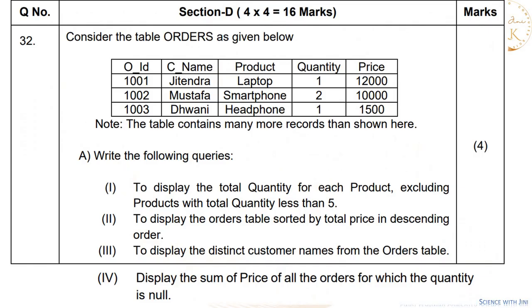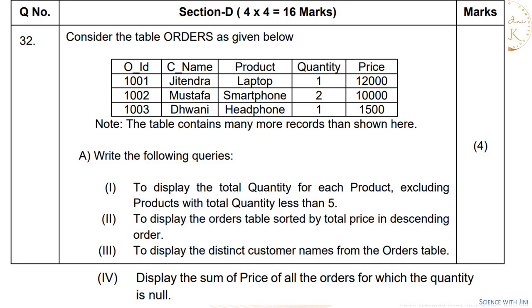In this session, we'll be solving the CBSE sample paper 2024-2025 Section D. Section D has 4 questions and each question carries 4 marks. So 32, 33, 34, 35. 4 questions, 32 to 35, and you have some internal choices. Answer accordingly.